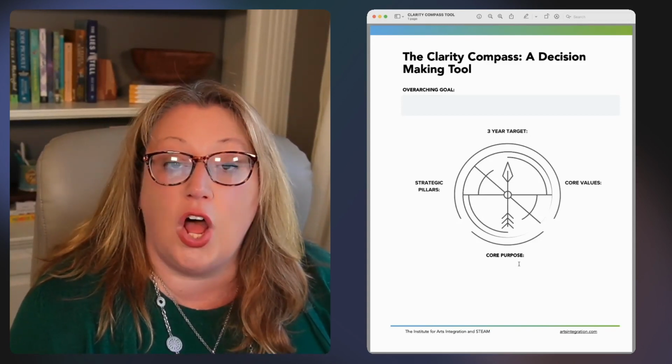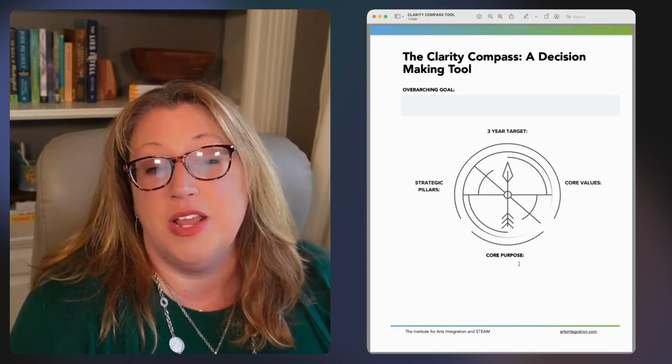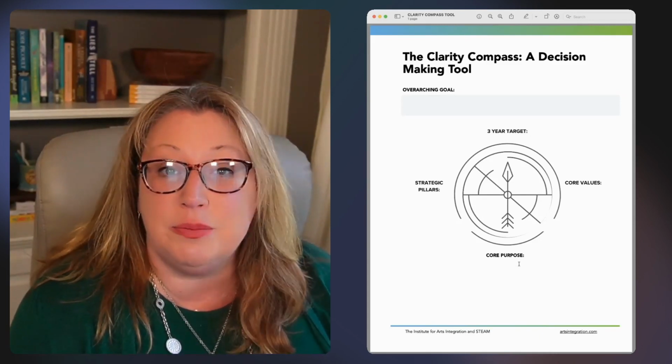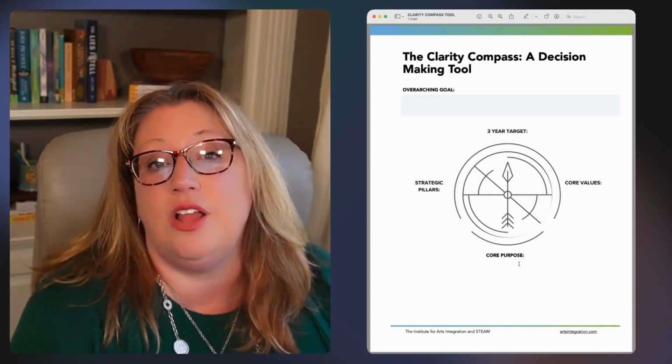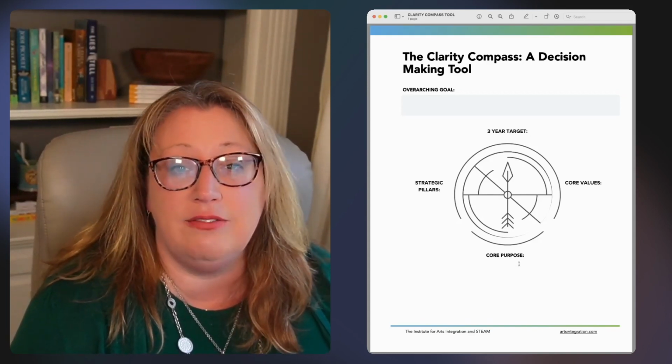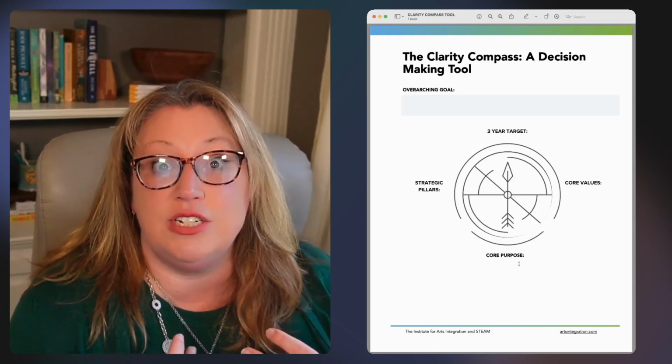We want to build long-term relationships with people. We don't believe that people are disposable. We want to make sure that you feel taken care of and that you want to work with us long-term. That's something that we really, really value. So that's part of our strategic pillars, right?